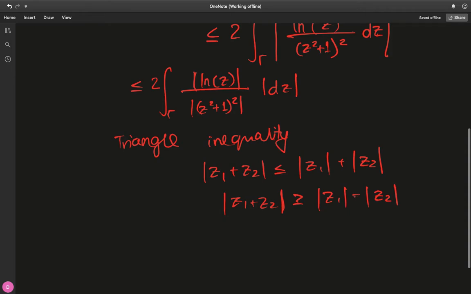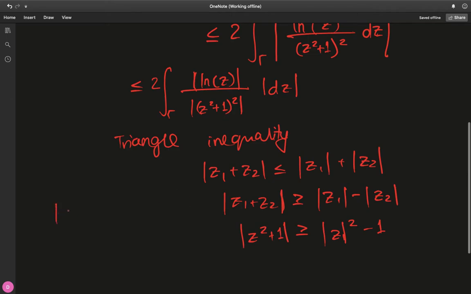So when we have a negative, then the mod of the sum is always going to be greater, and compared to if we have a positive, then the sum of the mods is going to be greater. And the one that we're actually going to use is this: mod of z squared plus 1 is going to be greater than or equal to mod of z, the whole thing squared, minus 1. So we are going to apply this to this denominator.